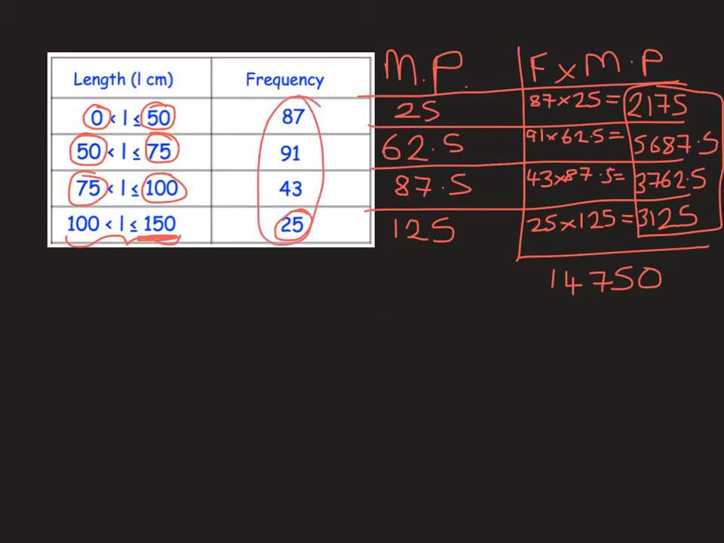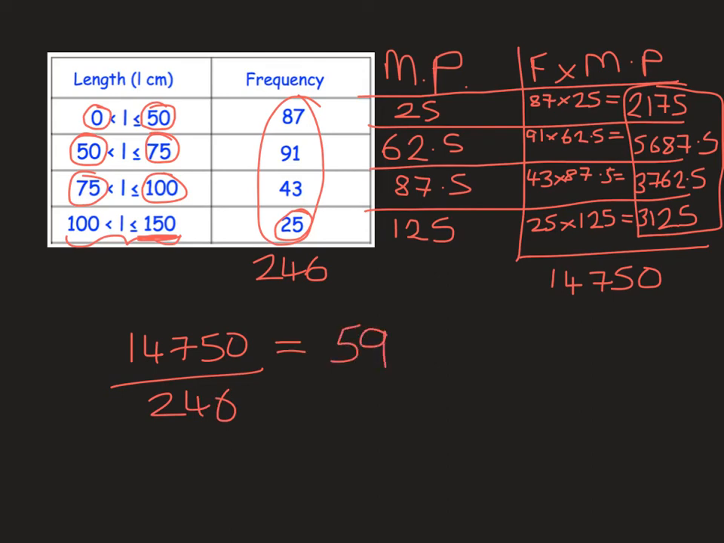Adding them up, I get 246. So the final calculation: 14,750 divided by 246 equals 59.96, and that is to 2 decimal places.